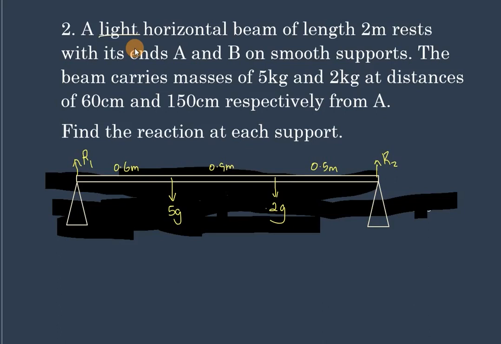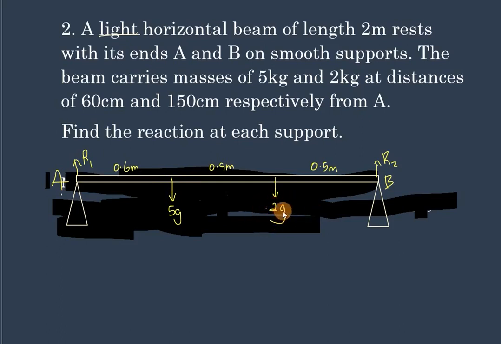If something is inextensible, then it is inelastic. If something is uniform, then its center of gravity lies at its center. So this beam has length 2 meters. From A, 5 kg is put at the point 60 centimeters from A.